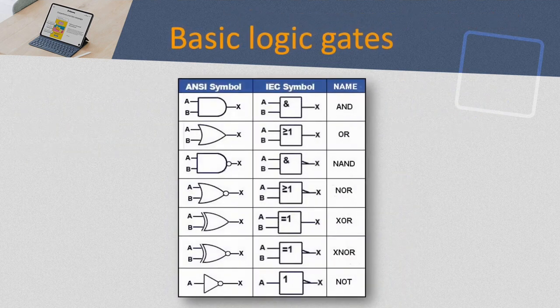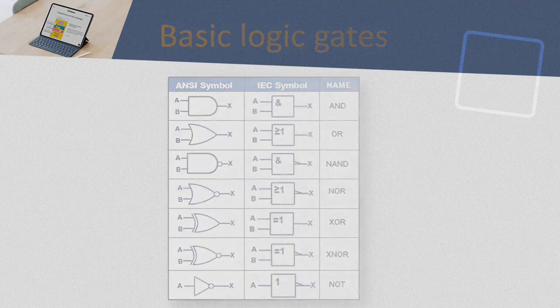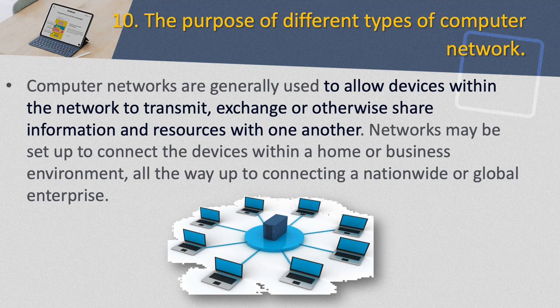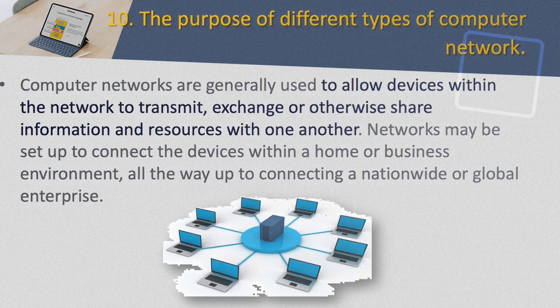Some basic logic gates. Computer networks are generally used to allow devices within the network to transmit, exchange or otherwise share information and resources with one another. Networks may be set up to connect the devices within a home or business environment, all the way up to connecting a nationwide or global enterprise.